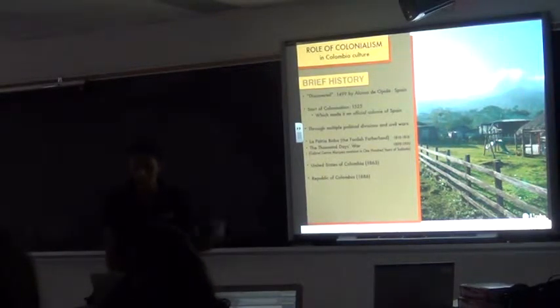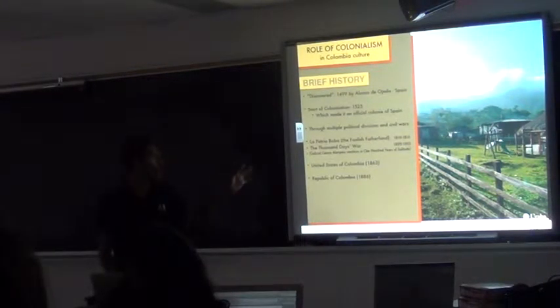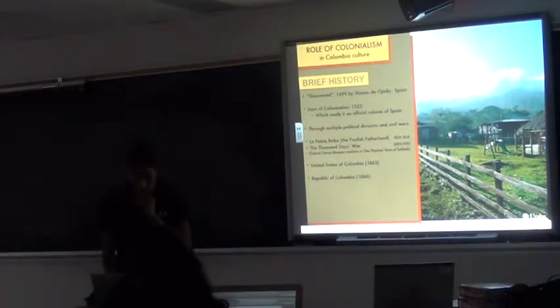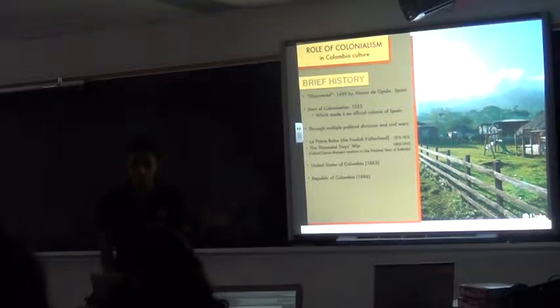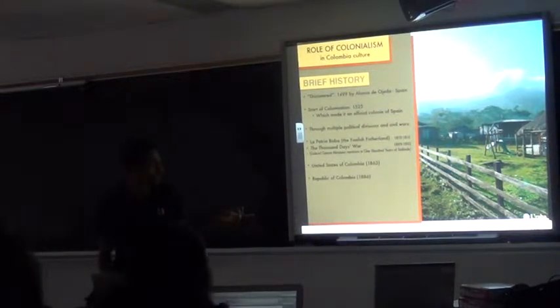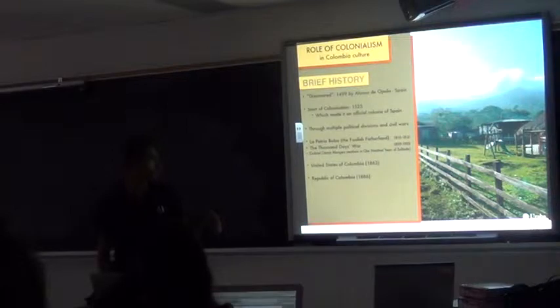Throughout their history, they've had multiple political divisions and civil wars, seeing that they are one of the countries in the middle of Latin America or Central America. So they have had a lot of different identities or different affiliations with other Latin American countries. Some of those are La Patria Boba, the Foolish Fatherland, a civil war from 1810 to 1816. And then the Thousand Days' War, which is mentioned in Gabriel García Márquez's other book, One Hundred Years of Solitude, another civil war. They then became the United States of Colombia in 1863, and finally the Republic of Colombia in 1886.